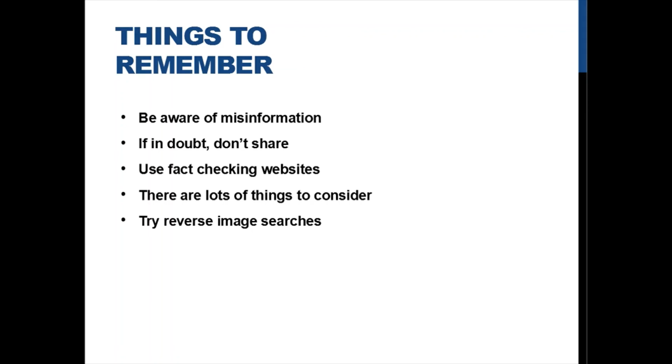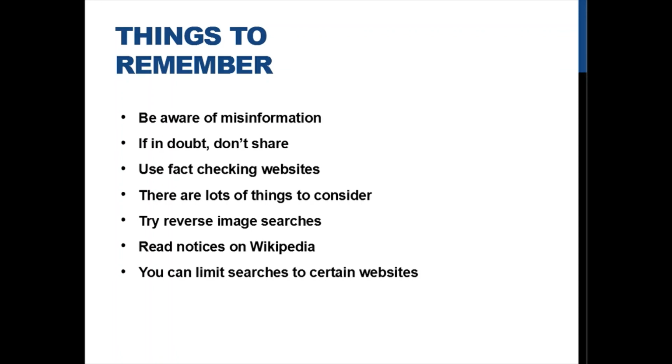Try reverse image searches. So this is where you use an image to search with instead of text. And it will show you different websites that the image has been used on. And you might be able to use that information to identify if an image is real or not. Read notices on Wikipedia. In that section of the video, I showed you that some articles have a rating, some don't, but they might have information at the top that is particularly important because it might be information about the reliability of that article.